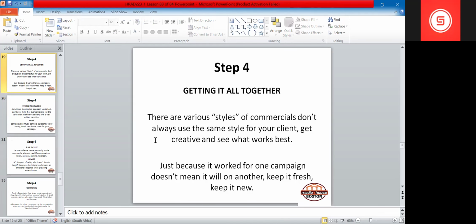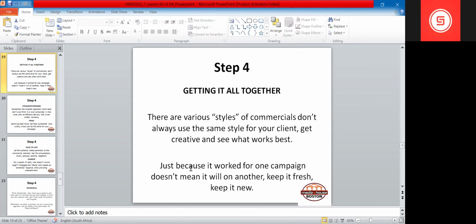Getting it all together in step four, there are various styles of commercials. Don't always use the same style for your clients. So get creative and see what works best. Just because it worked for one campaign doesn't mean it will work on another. So keep it fresh and keep it new. But do remember, lessons learned, which are documented, are helpful so that you don't keep starting from the very beginning every single time, right?